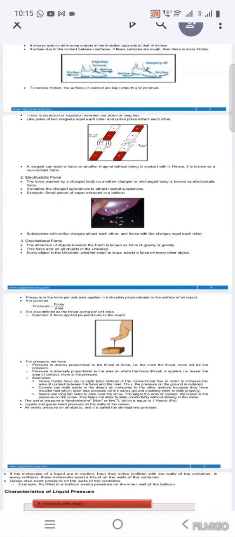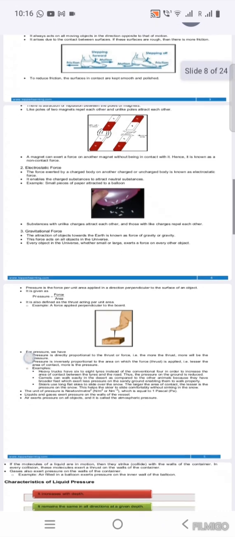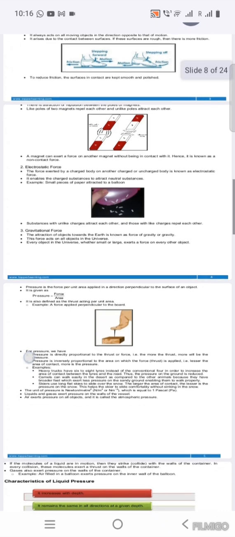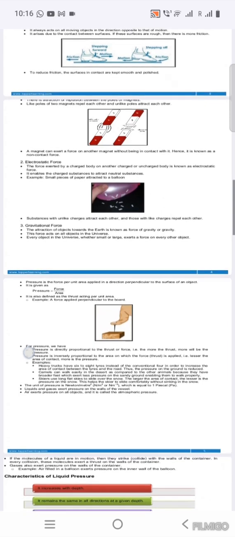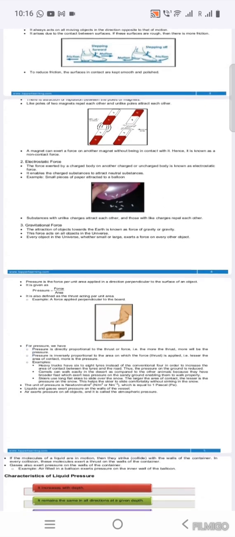Gravitational force, that is the attraction of objects towards the earth, is known as the force of gravity. Or we can say that whenever two masses are placed in close contact, a force acts between them, that is gravitational force. Or from Newton's universal law of gravitation, every object in this universe exerts an attractive force on other objects, that is the gravitational force.